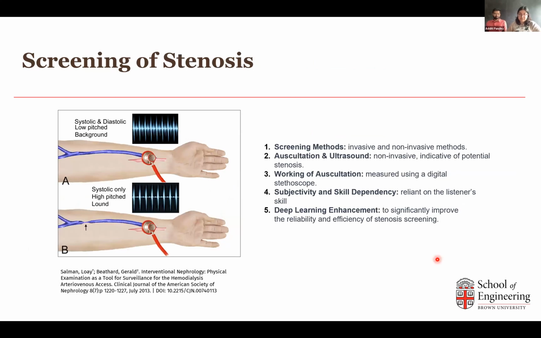So it becomes very crucial to be able to screen for stenosis, and various methods exist, both invasive and non-invasive. Auscultation and ultrasound are convenient and non-invasive methods to detect abnormal blood flow, and they are indicative of potential stenosis. So changes in access bruit or thrill during auscultation can be an early indicator of a developing stenosis. It is measured using a digital stethoscope.